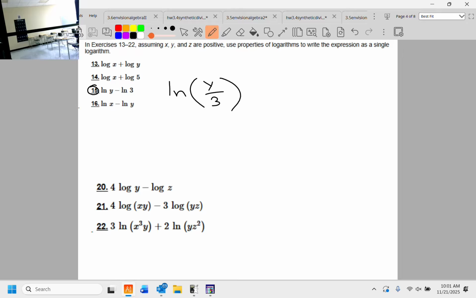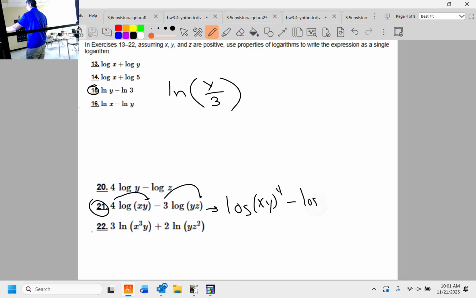So let's do one that's a little harder. Let's do 21. There's only 2 of you, so one of you tell me what to do with 4 and 3. Exponents. Showing all the work, we have a log of both x and y being raised to the 4th, take away a log of both y and z being raised to the 4th.